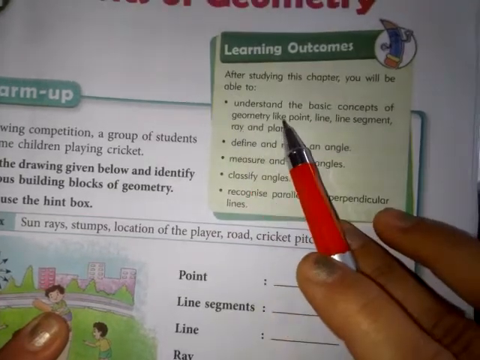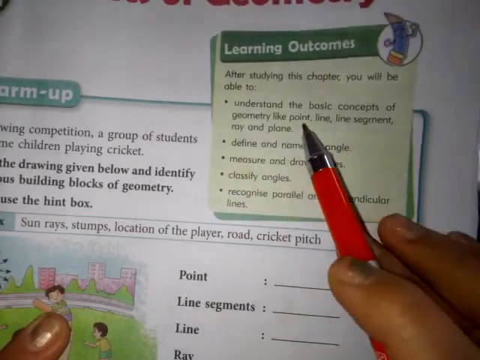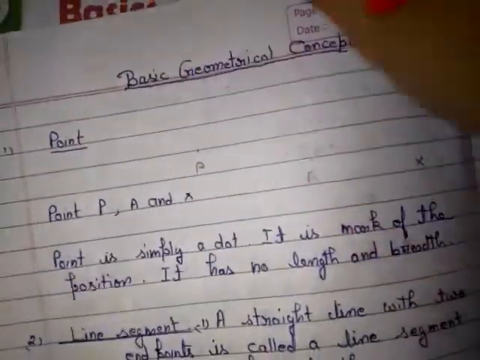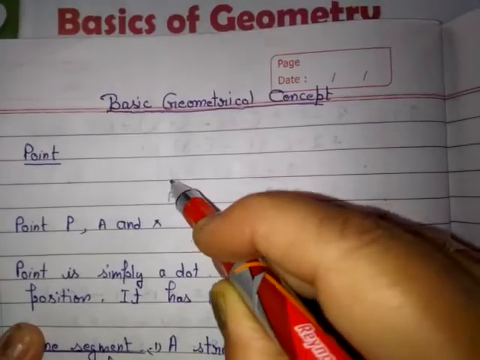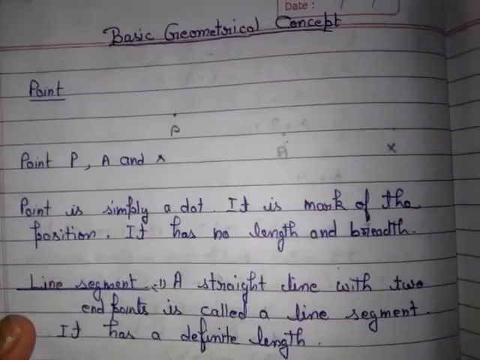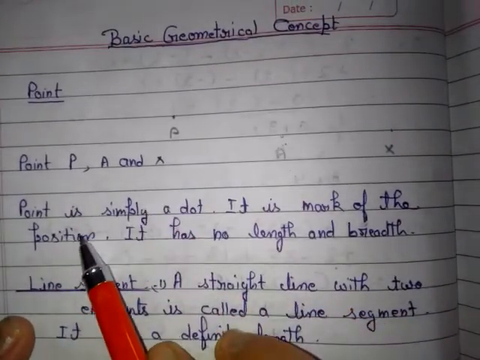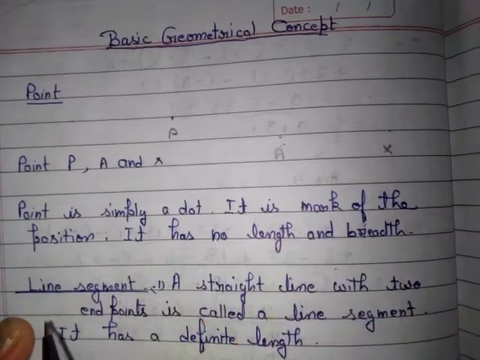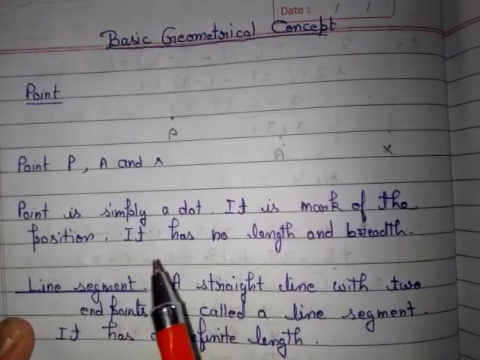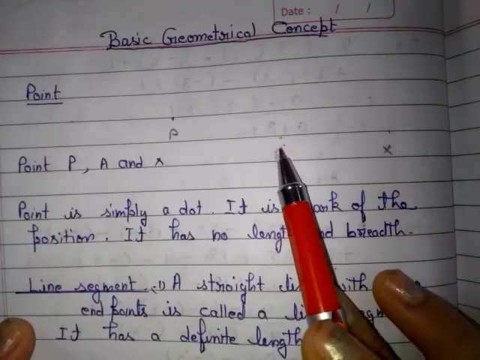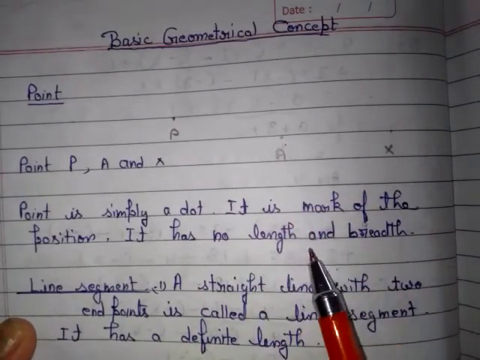So first is understanding the basic concepts of geometry like point, line segment, ray and plane. See children, what does point mean? This is the point. This is point P, this is point A, this is point X. The point is simply a dot. It is a mark of the position and it has no length and breadth. So children, clear? Point is simply a dot.